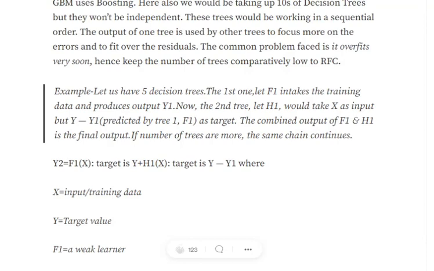The input remains the same for both the trees, but now the prediction it has to do is y minus y1. Y is the true label. So, making sense, the second tree is trying to improve over the errors made by the first tree. Similarly, if there are more trees, the sequence continues. So eventually, this is the whole idea of boosting.